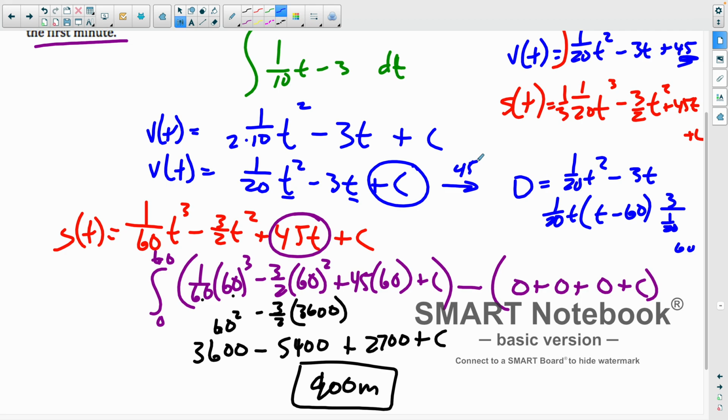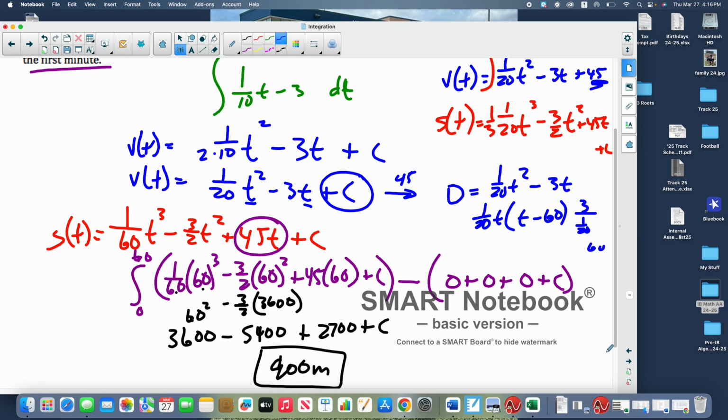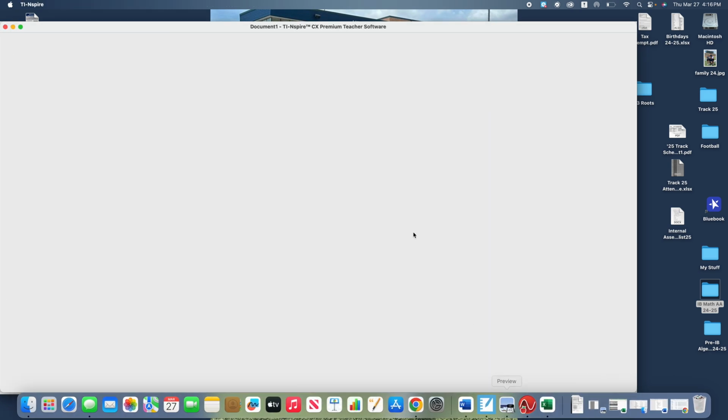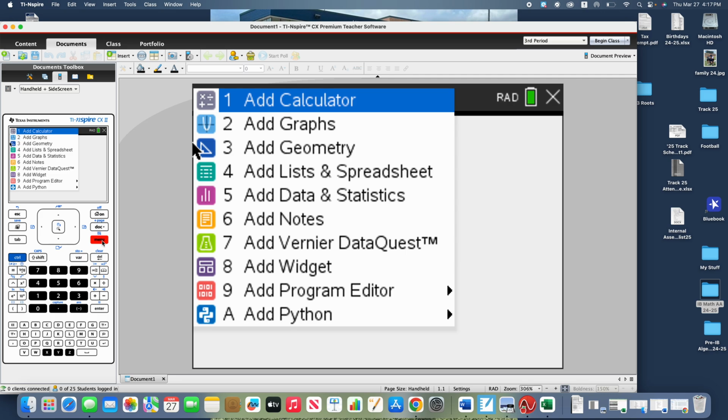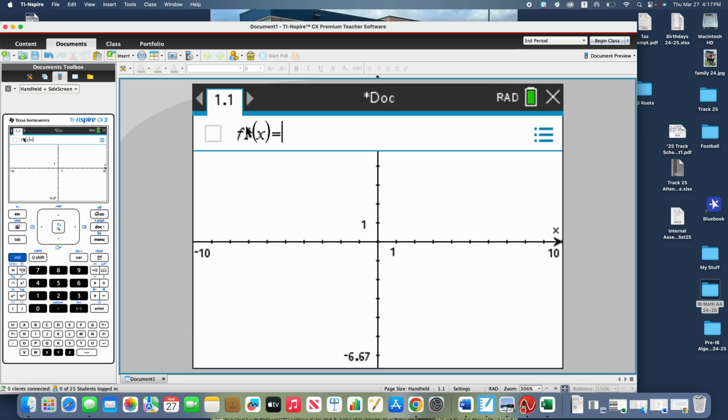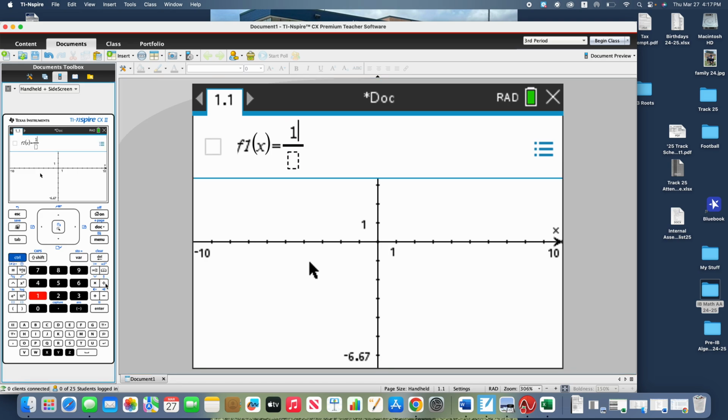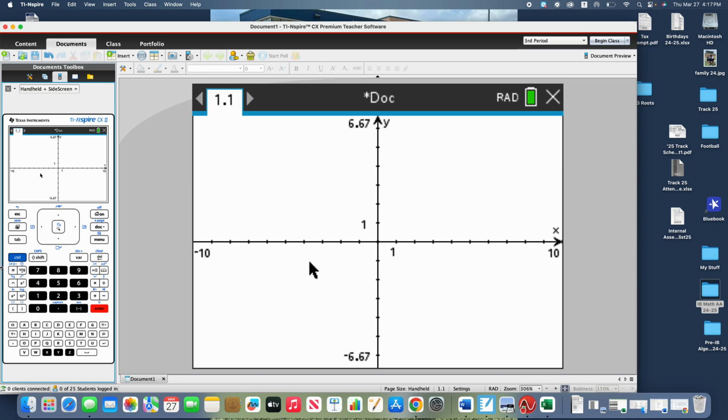That's a little bit more complicated here. Now, I'm going to go to the calculator and let's figure this out there. So if I were to do that, I'm going to go menu and I'm going to add a graph. And I have 1/20th, then x squared minus 3x plus 45. If I do that, that's going to be a little bit more helpful.